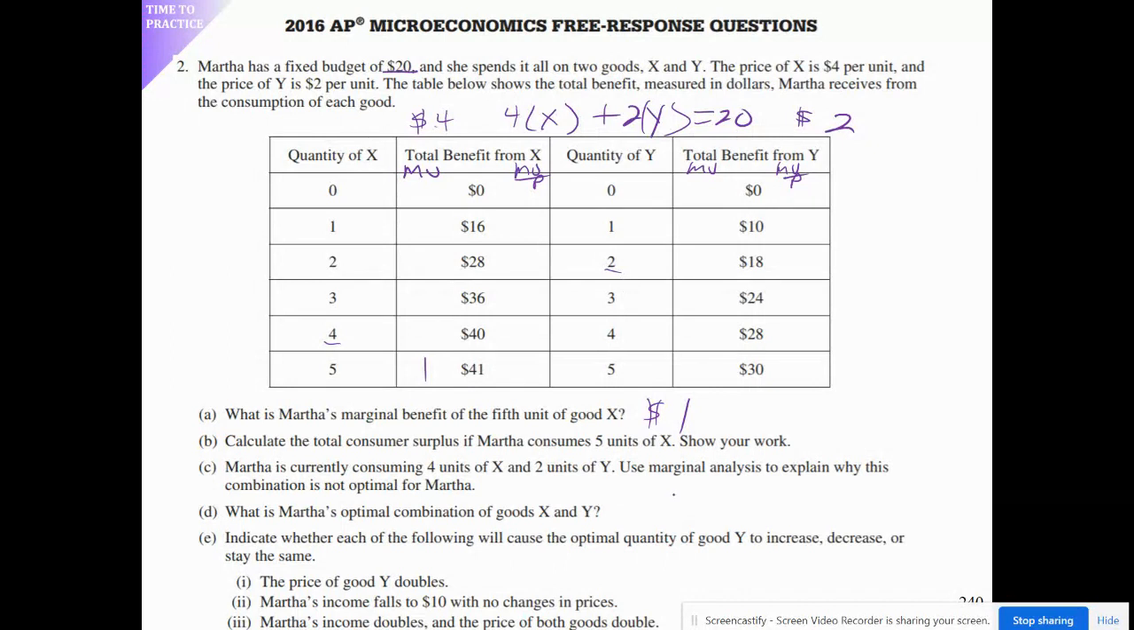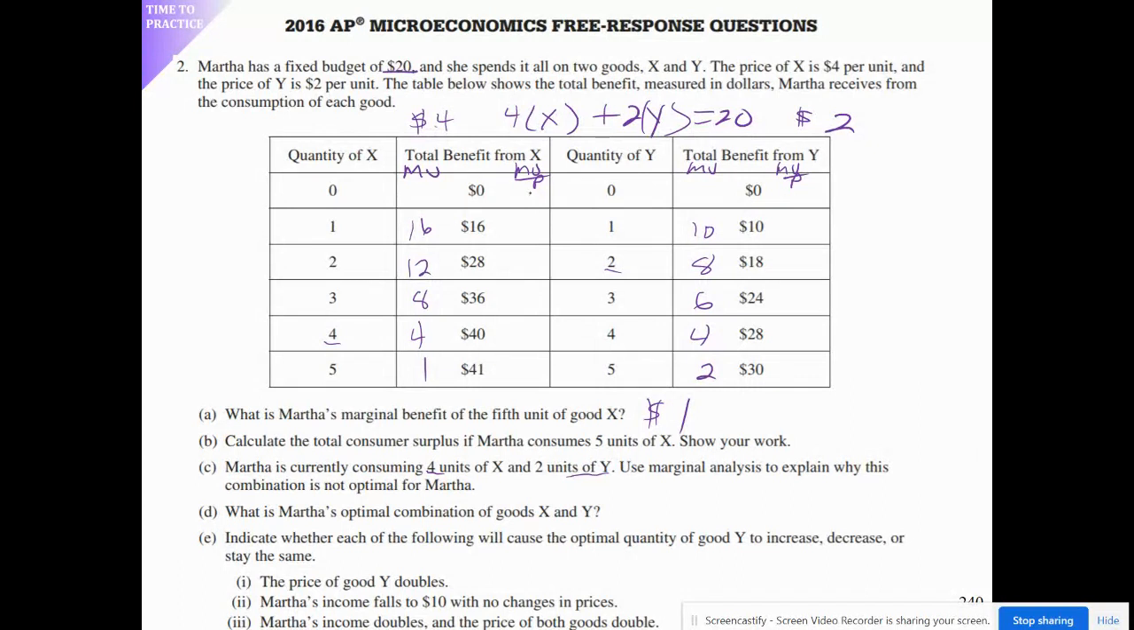Using marginal analysis to explain why this combination is not her optimal, okay? So she's at 4 of X and 2 of Y, and why that's not very good, right? So we'd have to calculate the marginal utility. So here, marginal utility is 16. Marginal utility here would then be 12, then 8, and then 4. And the marginal utility over here would be 10, 8, 6, 4, and 2.